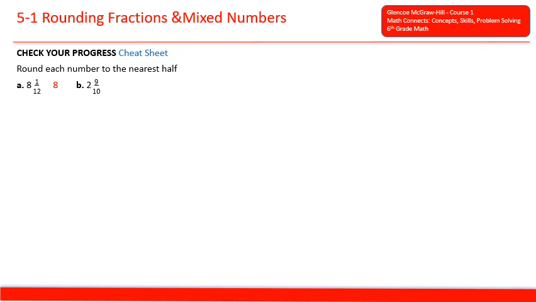2 and 9/10. 9 is almost 10, so we can round that to 3. 2 and 9ths. If you're not sure, think about what a half is, and half of 9 is 4.5. So because 2 is closer to 0 than 4.5, we're going to say 0.